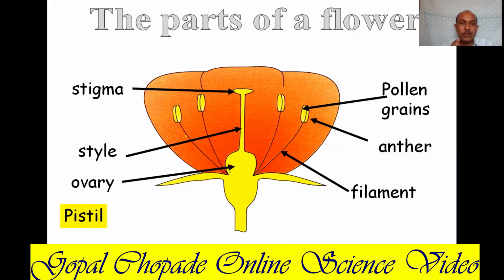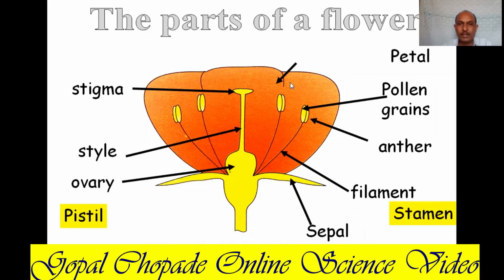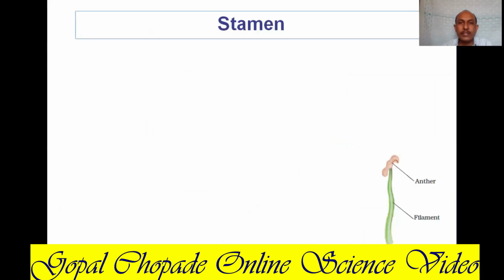So these are the reproductive parts. The stigma, style, and ovary are called the pistil, and the anther and filament are called the stamen. Now, what is this part? So this is a sepal. Now, what is this bright part? That is the petal. So a diagram will come and you will be asked to label the parts. Now, we'll take them one by one.